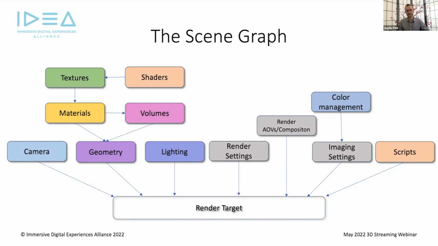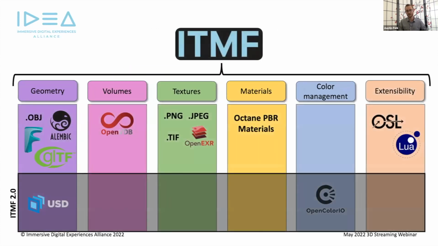These categories include things like geometry, volumes, textures, materials, light sources, cameras, and animations. And all of these nodes feed into a render target down on the bottom there that defines rendering settings and the final output. So elements of the scene graph are constituted by many industry-proven formats specializing in the portions of the graph that they cover.